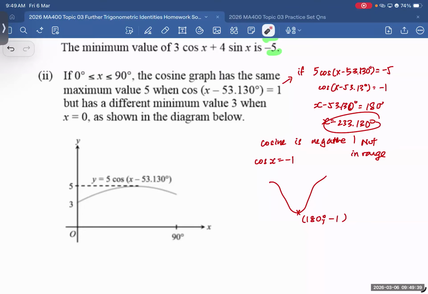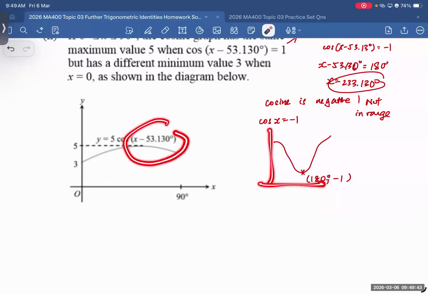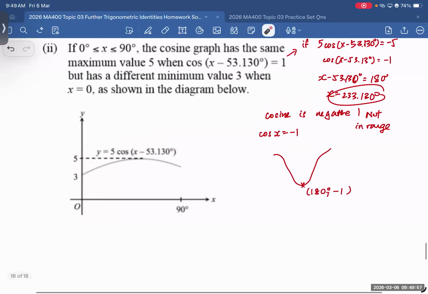Okay, so cosine graph, for example, looks like this, right? If I'm doing a -5, I'm doing a translation. Agree? So I know that the minimum point will be here. You can basically sub x to be 0, then you can find the answer. Right or not? Yeah. 3 cos 0.